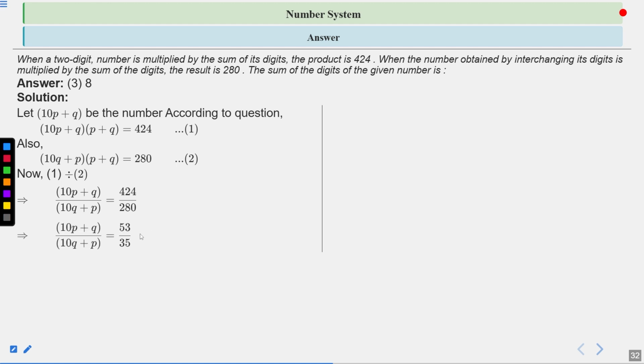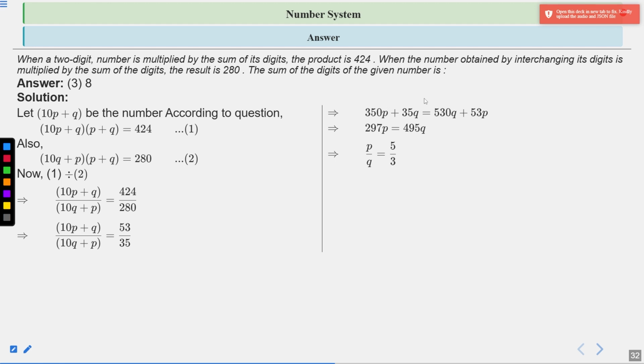Now we simplify it, so we get the ratio: (10p plus q) upon (10q plus p) equals 53 upon 35. Now 350p plus 35q equals 530q plus 53p. When we simplify it, we get 297p equals 495q. Now we get the ratio between p and q, which equals 5 by 3.